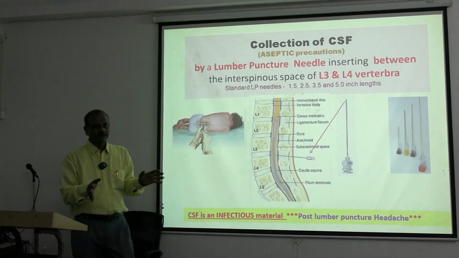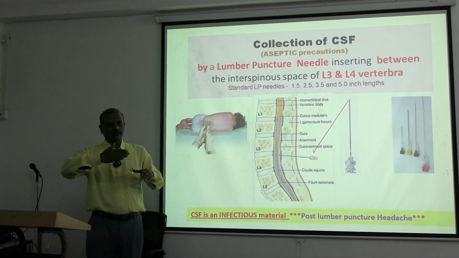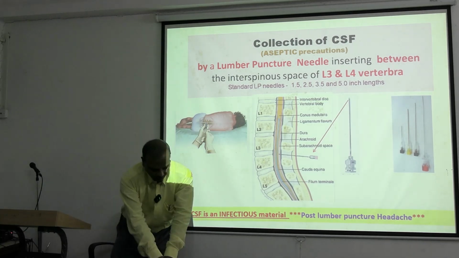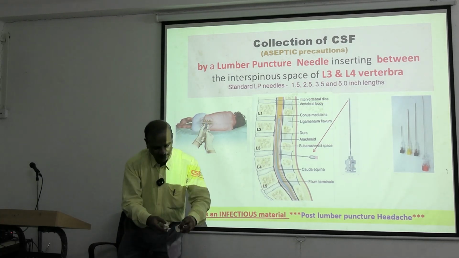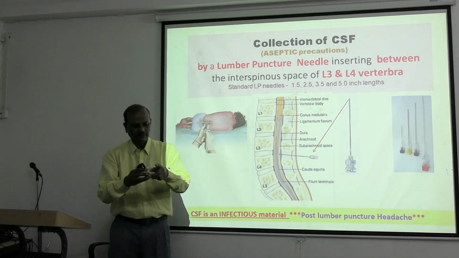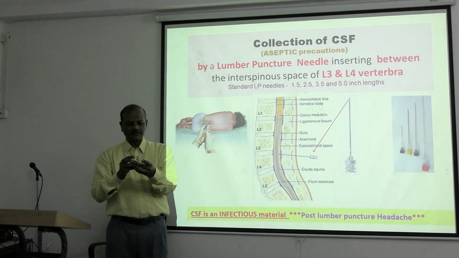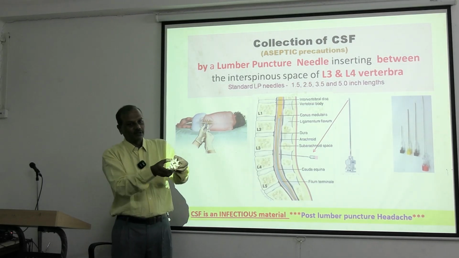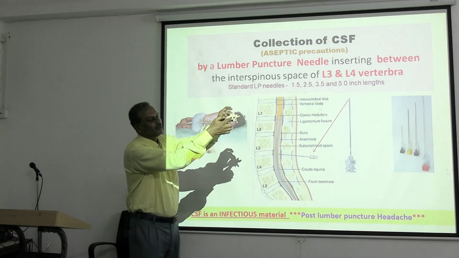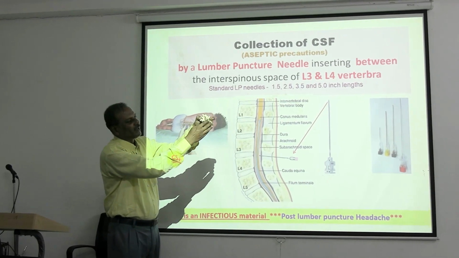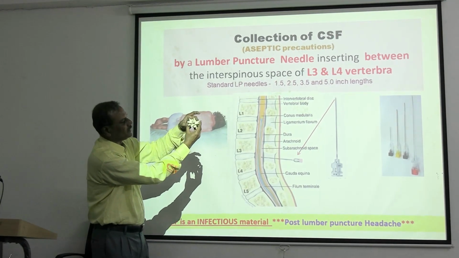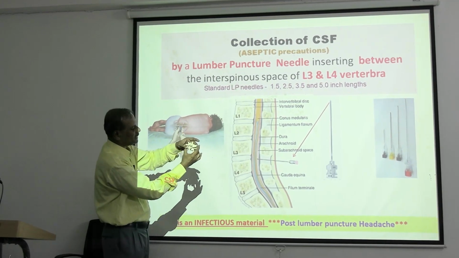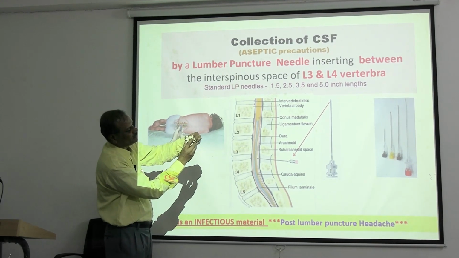So how is it done? Normally we remain like this, the spine is like this. So the spinous process, this is the structure, suppose. This is the spinal canal. And if the patient lies down in this position, horizontally on one side of the bed, the spinous process will remain like this.